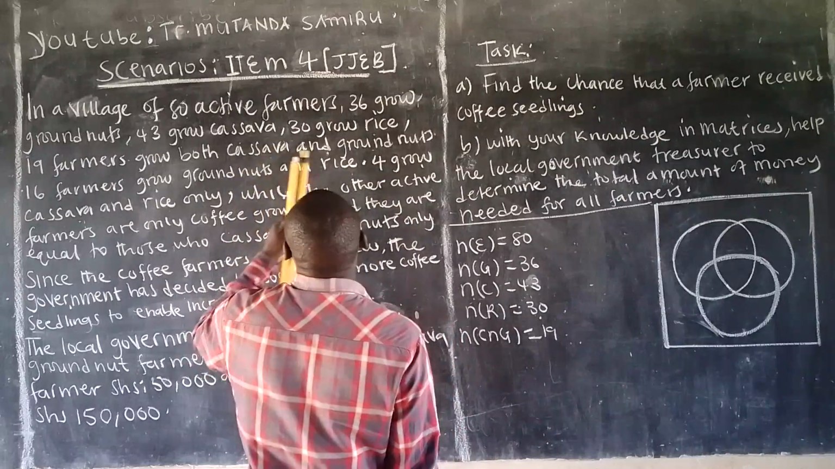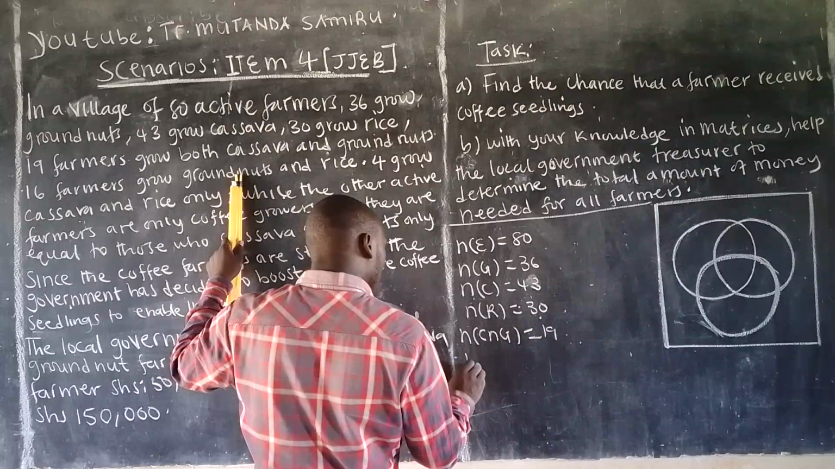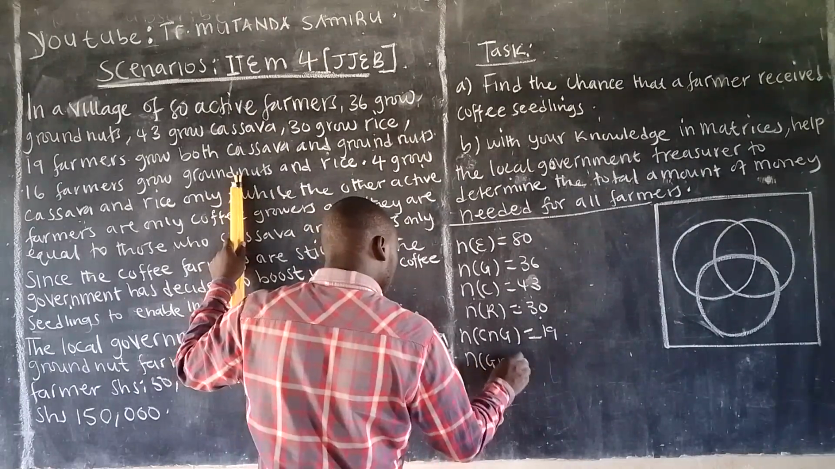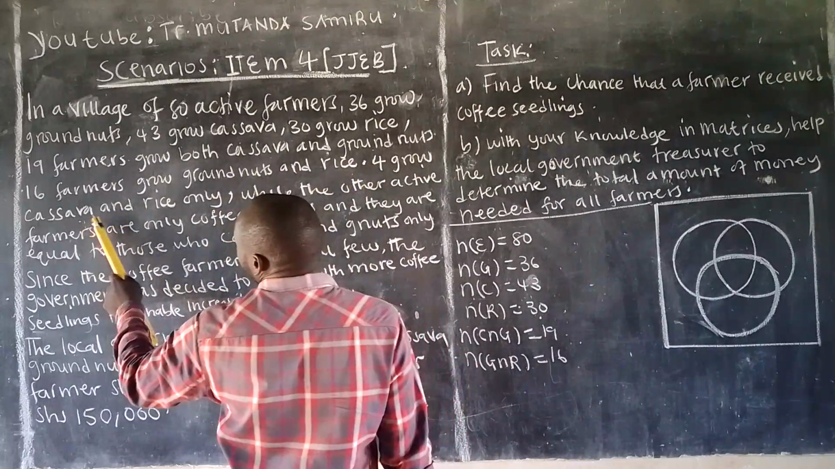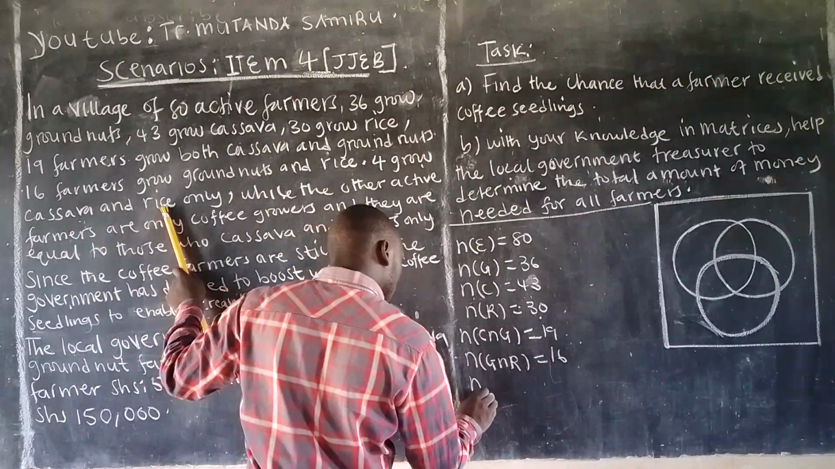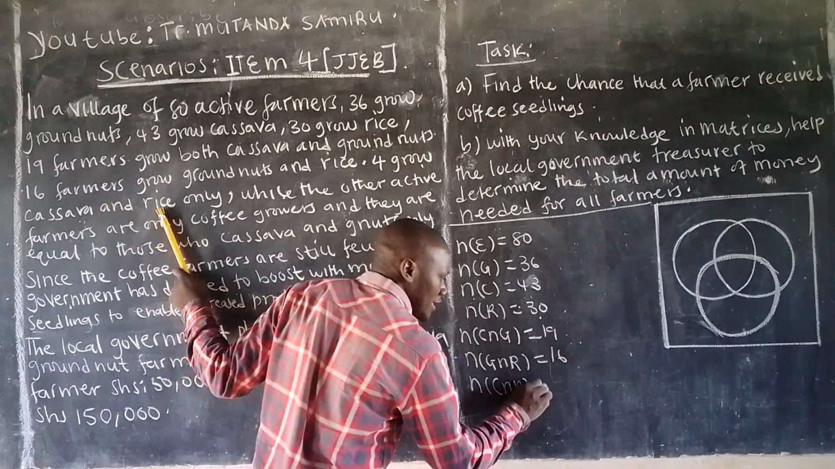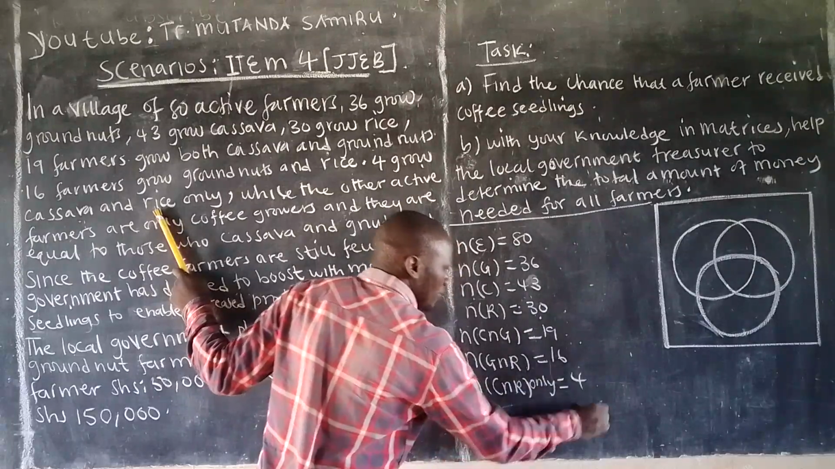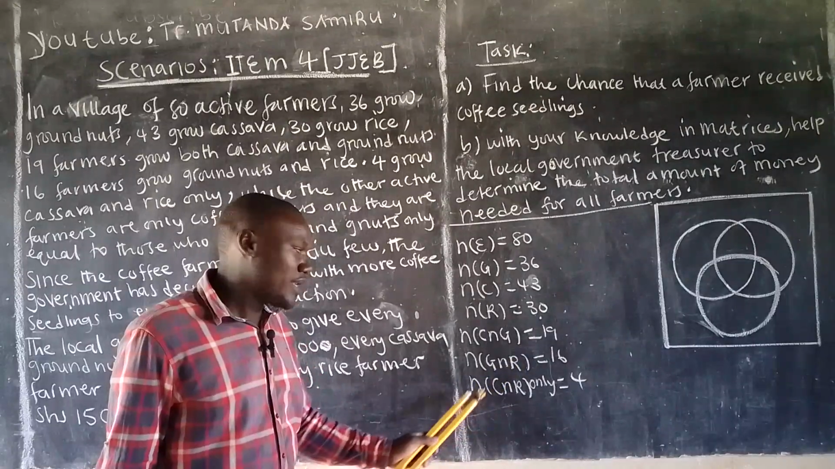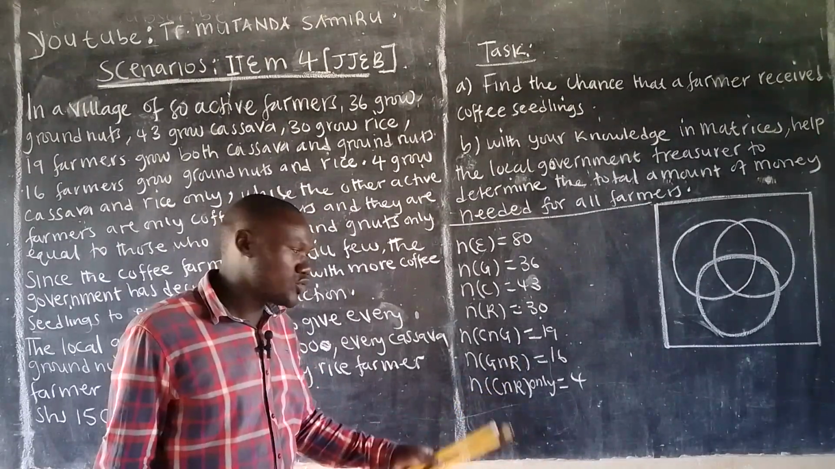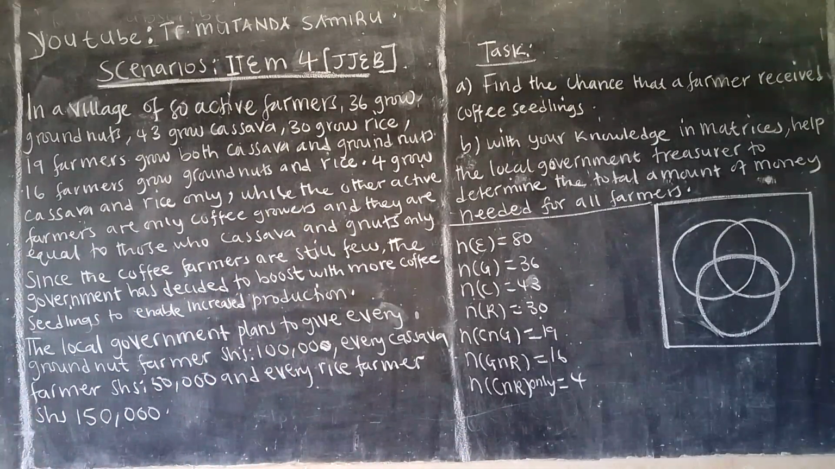16 farmers grow nuts and rice. So number in nuts intersection rice is 16. And 4 grow cassava and rice only. So number in cassava intersection rice, I'm respecting that word only, is 4. Respect that word only. You see that here we have G intersection R, C intersection G. But here they're saying C intersection R only, those who grow cassava and rice only. Respect that word only.